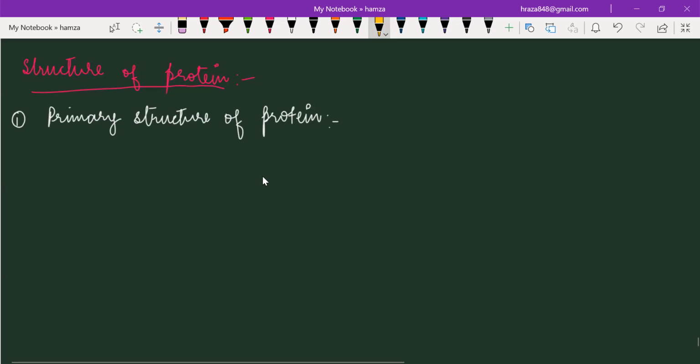It refers to the polypeptide chain in which amino acids are attached with each other.